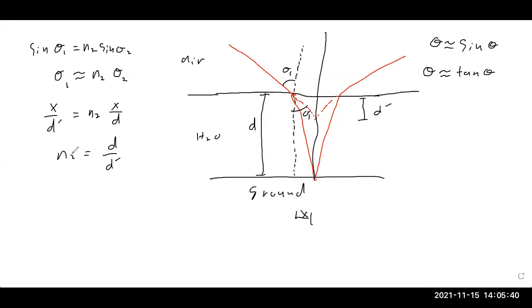So for water, it should be 1.33 times as deep as it looks. Or to put it another way, it looks about 3/4 as deep as it actually is. So these assumptions are great for small angles and junky for big angles. This apparent depth really only works if you're looking pretty much straight down into something.